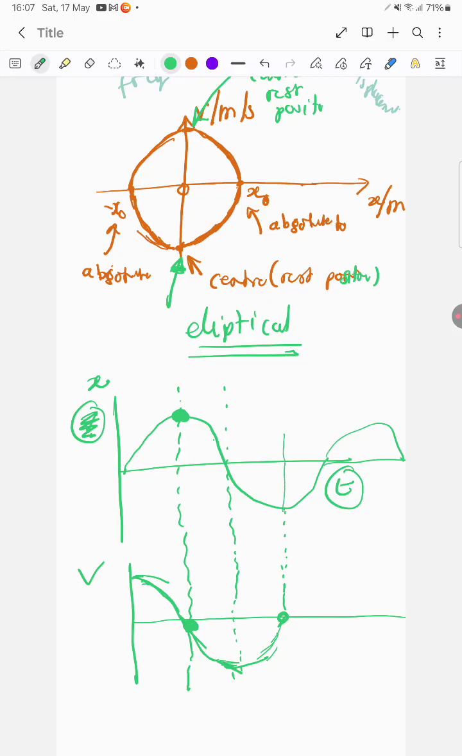So please note, a maximum point on x is a 0 point on v. And of course, a 0 point on x is now a maximum point on v, because of the nature of the graph. And then acceleration is also a reflection of that. I hope that makes perfect sense.